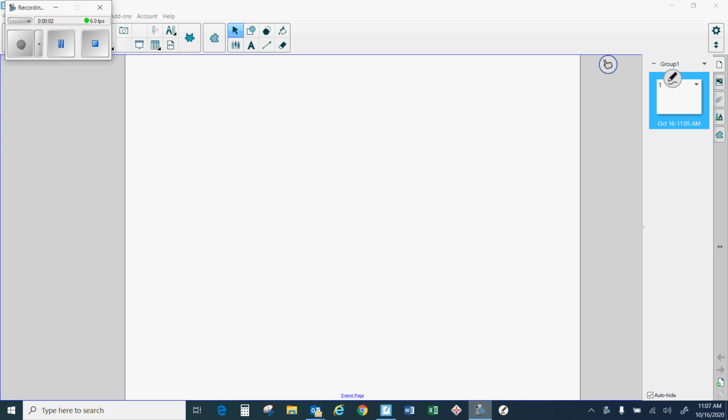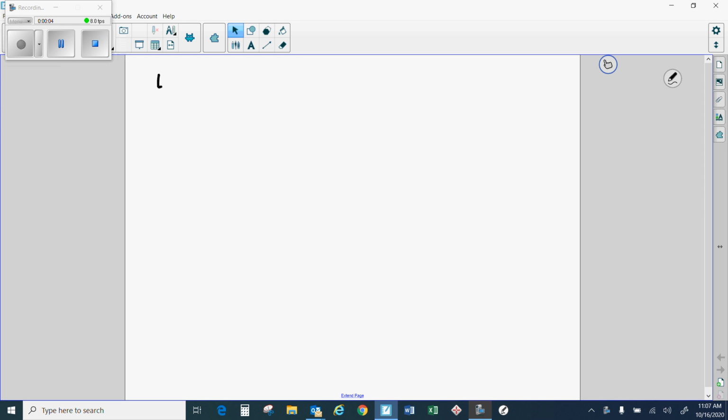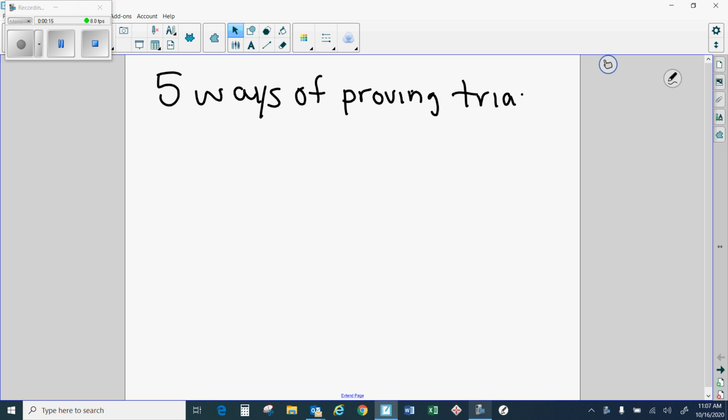Okay, students, I'm just going to show you real quick the 5 ways of proving triangles congruent. The drawing of each type. There's your congruent.